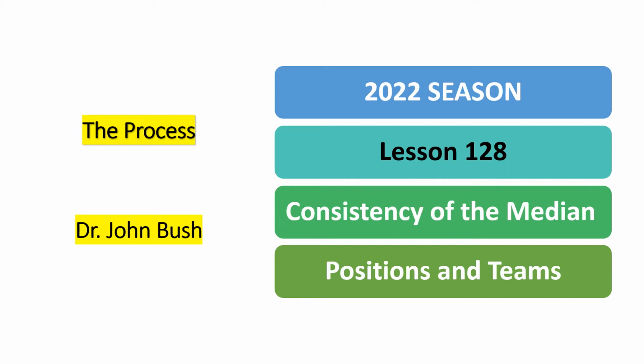We are covering lesson 128. I'm starting about a 10 video series here on consistency of the mean fantasy points. It's looking historically at positions, maybe even some teams, and it's meant to be used as reference class forecasting material. If you don't know what that is, go find that lesson on reference class forecasting.